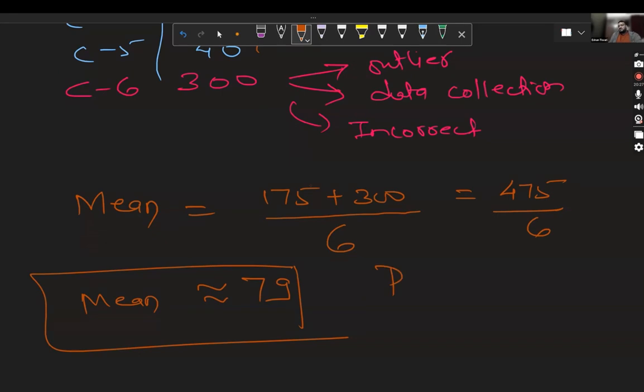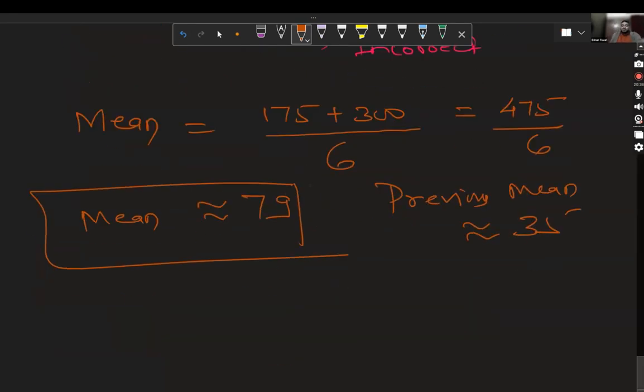So what is my previous mean? It was 35. What is my new mean? 79. So more than twice. It is more than twice the previous mean.